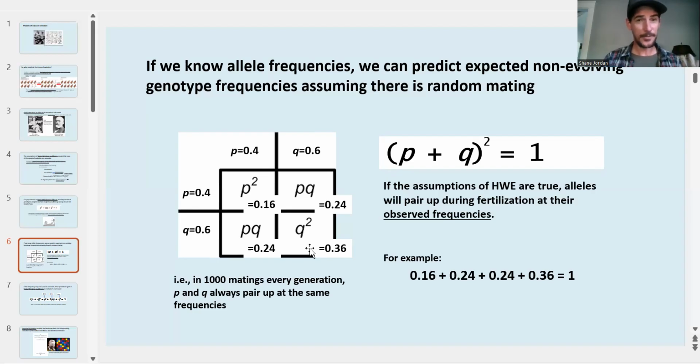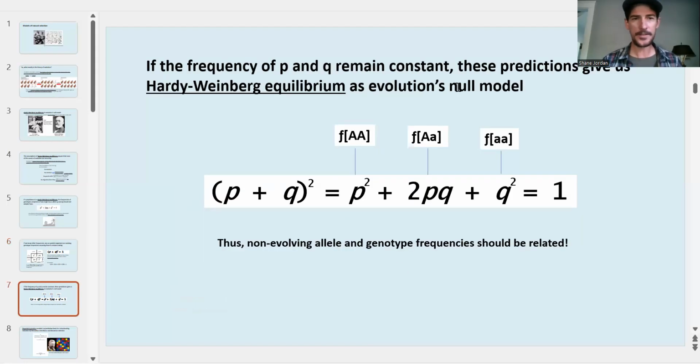And under the assumptions of Hardy-Weinberg equilibrium, according to our equation, the sum of these probabilities must equal 1. And in this case, they do. 0.16 plus 0.24 plus 0.24 plus 0.36 equals 1. And so this is the basic assumption of Hardy-Weinberg equilibrium. And this might look an awful lot like the binomial expansion you might recall from algebra. P plus Q taken as a squared value is going to be equal to 1. And that is the basis of this equation that we're looking at.